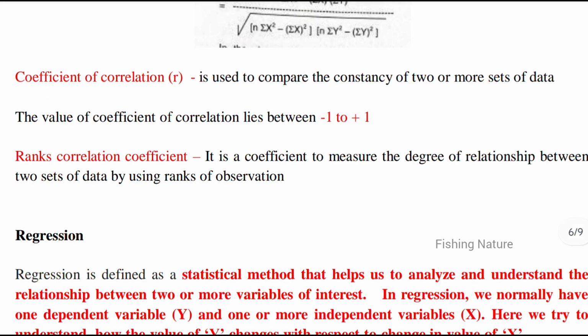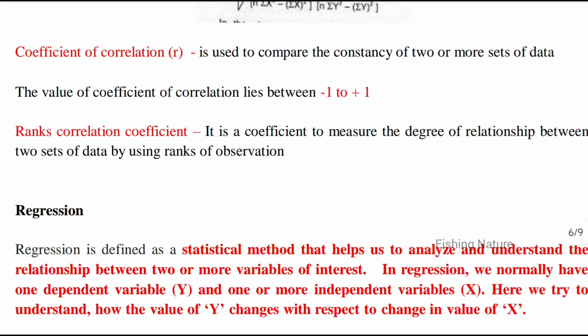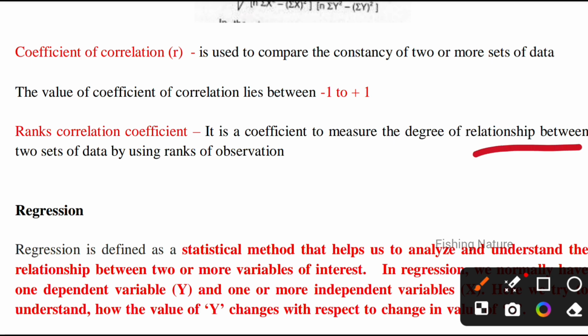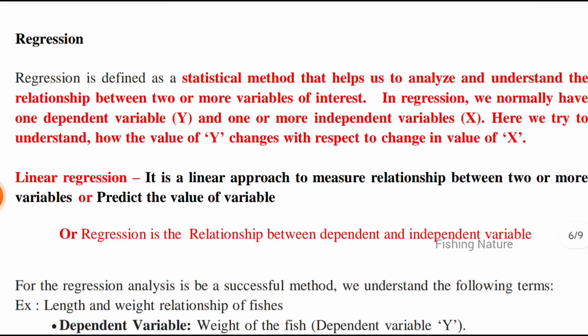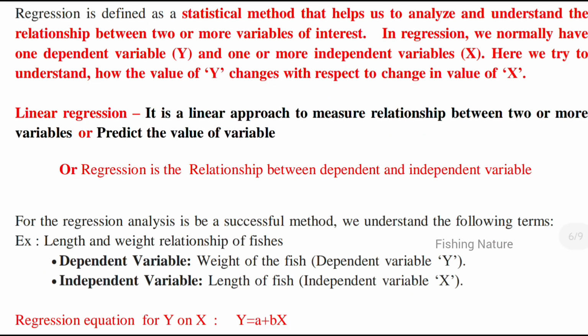And next, rank correlation coefficient is a coefficient to measure the degree of relationship between two sets of data. It measures the degree of relationship between the two sets of data by using the ranks of observations. Next, regression. Regression is defined as a statistical method that is used to analyze and understand the relationship between two or more variables of interest. In regression, we normally have one dependent variable and one or more independent variables. Here we try to understand how the value of y changes with respect to the value of x.